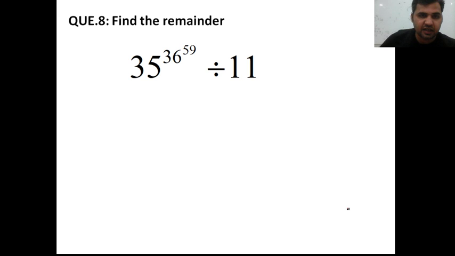Find the remainder when 35 power 36 power 59 is divided by 11. What will be the answer of this question?